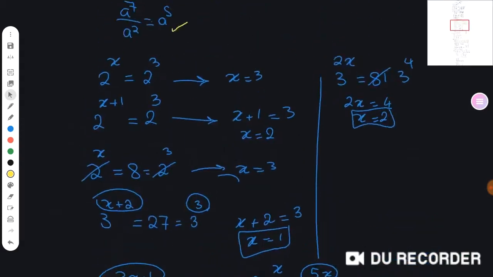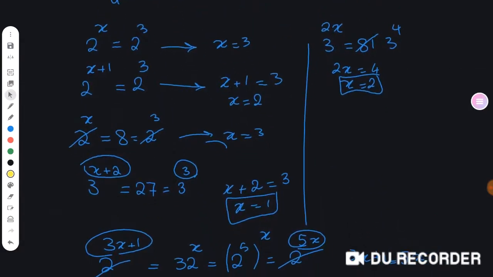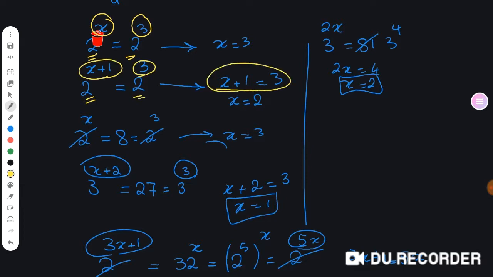Okay, we have solving exponential equations like 2 power x equals 2 power 3. So the idea here, when you have the same bases equal, you should consider the powers are equal. So x equals 3. Next one, we have 2 here and 2 here. So x plus 1 equals 3, like a usual equation. So x equals 2.